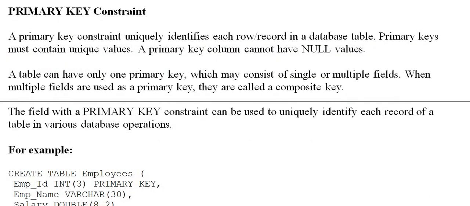Primary key constraint. The primary key is the one which uniquely identifies each and every row or record in a table. Every primary key must contain unique values only. A primary key column cannot have null values. A table can have only one primary key.